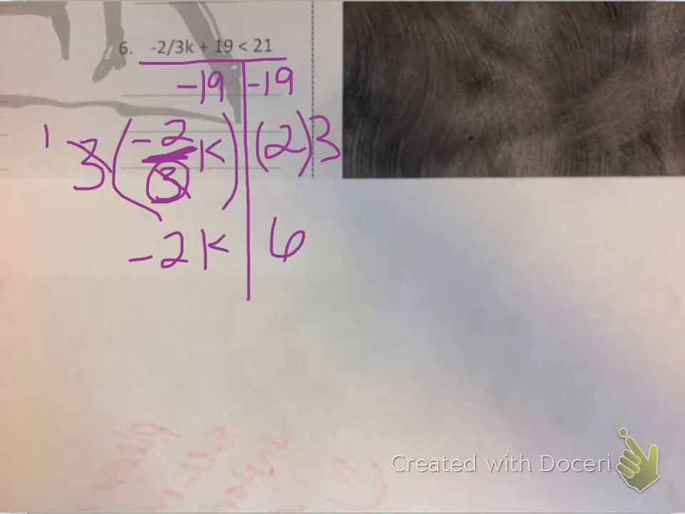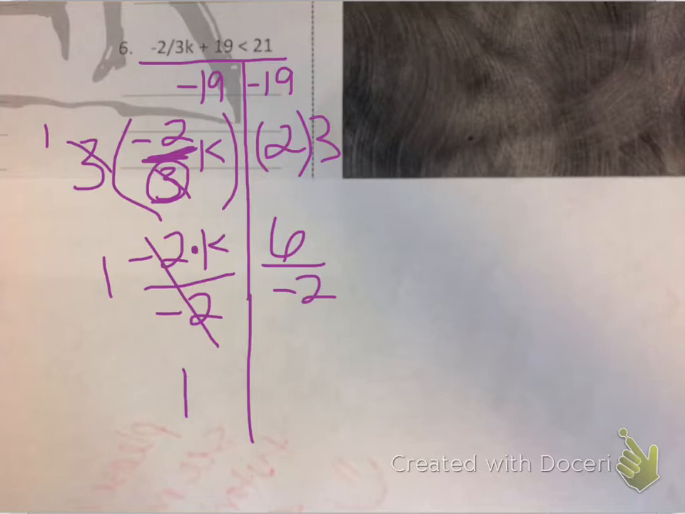Negative 2 is the only thing left on this side with a k, so I'm going to go ahead and do the opposite. Right now it's being multiplied, so I'm going to divide by negative 2. Divide the other side by negative 2 as well. Negative 2 divided by negative 2 is 1, so we have k left. And on this side, 6 divided by negative 2 is negative 3. Okay. Now we're going to go ahead and bring down our inequality. And we need to notice that we divided by a negative 2, so we need to flip our symbol. And that's our answer. K is greater than negative 3.